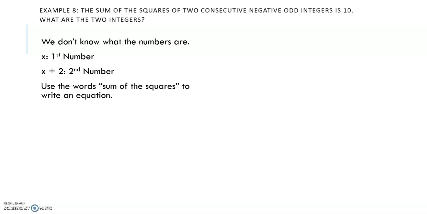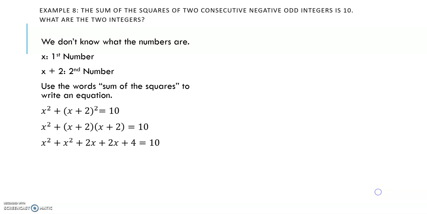Use the words sum of the squares to write the equation. x squared plus (x plus 2) squared equals 10. (x plus 2) squared is not x squared plus 4. Write it out. x squared plus 2x plus 2x plus 4 equals 10. 2x squared plus 4x plus 4 equals 10.